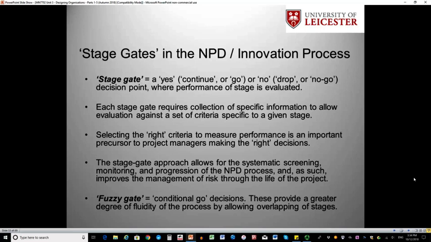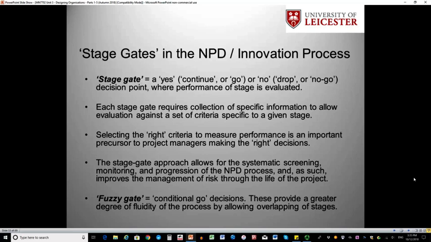And to move through a stage gate requires a collection of specific information that allow the evaluation of that particular idea or innovation at that particular stage to be measured against a set of specific criteria. And obviously selecting the right criteria to measure the performance of that idea or that innovation at that particular stage is really important. So you need to select the right criteria to evaluate the performance of an idea or innovation if managers are to make the right decisions.